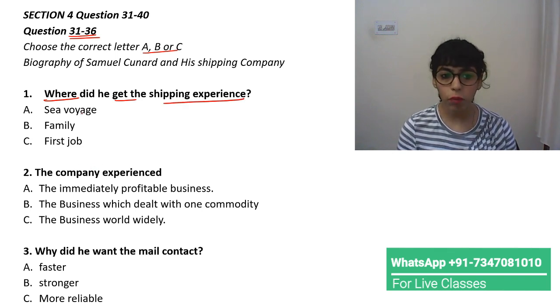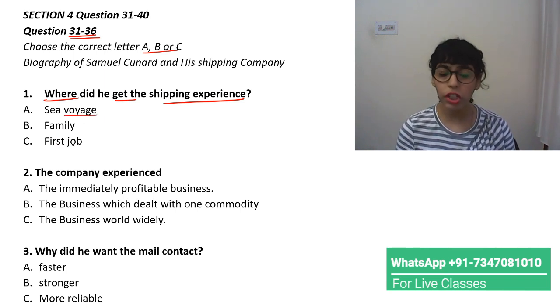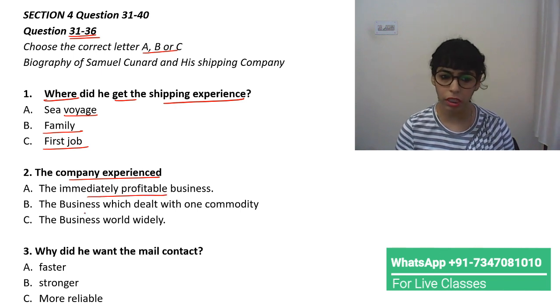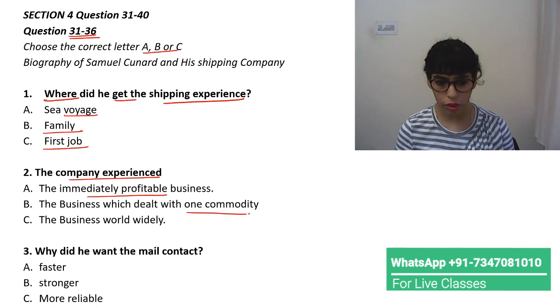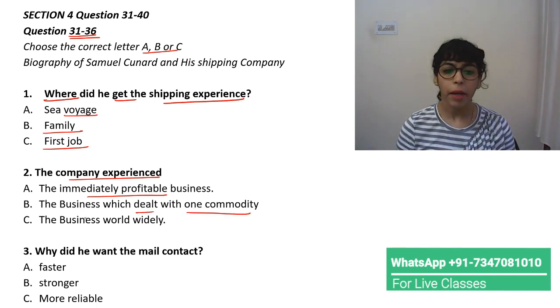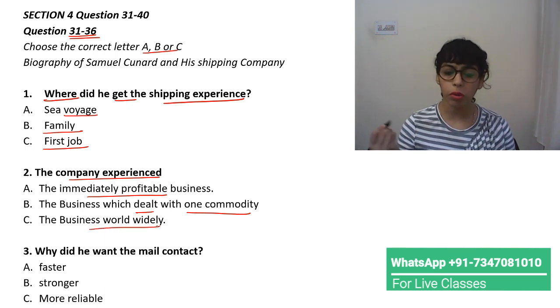Sea voyage. Family. First job. So voyage is a long journey. Family. First job. The company experienced immediately profitable business. So, immediately profitable business, he dealt with one commodity. So one commodity. Business worldwide. So the business worldwide approach.